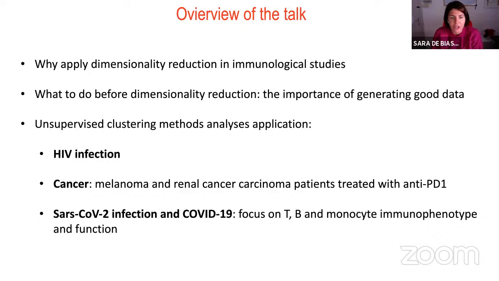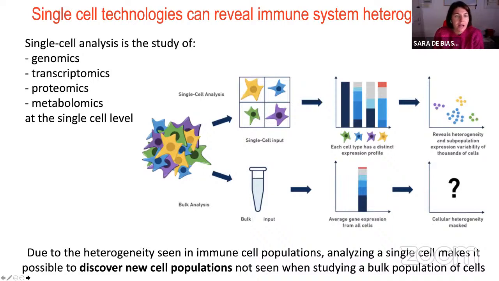HIV infection, and cancer. I will show you data obtained in melanoma patients and renal carcinoma patients treated with anti-PD-1, so immune checkpoint inhibitors. And finally, I will close my talk with the SARS-CoV-2 infection and COVID-19, with a focus on T, B, and monocyte immunophenotype and function. So we have to start, and I think that it's not what I think, but it is the truth.